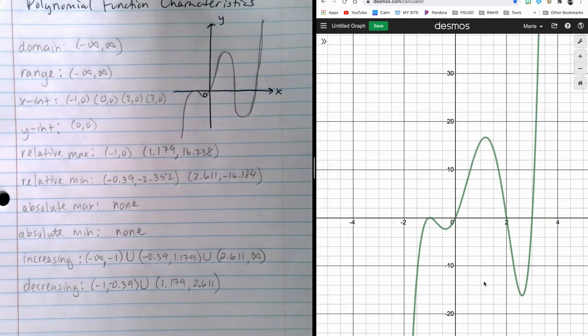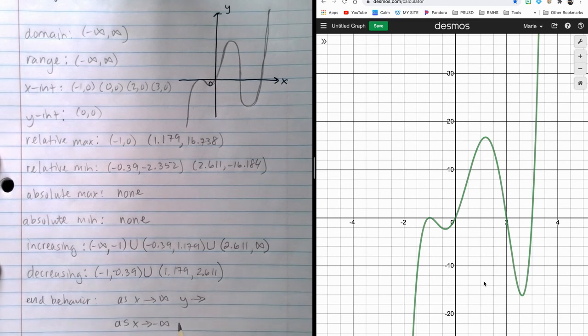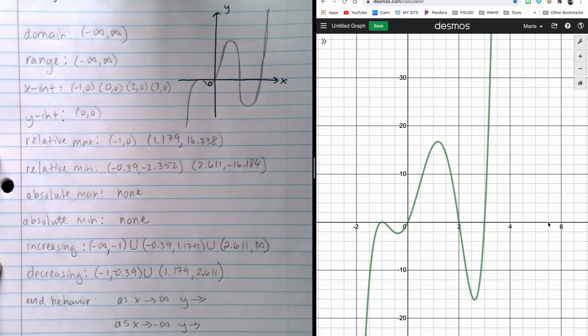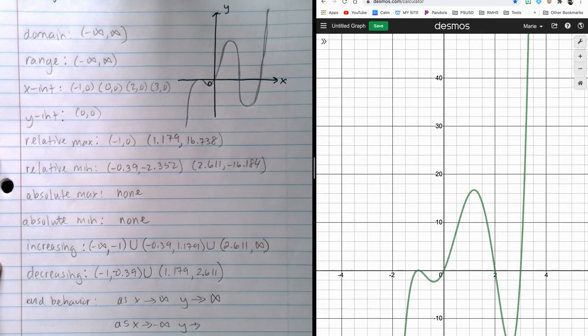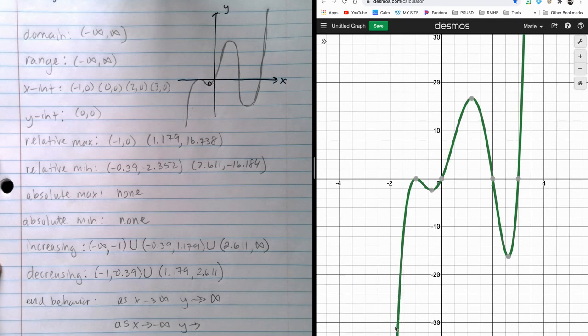Last but not least, let's do end behavior. As x approaches positive infinity, so that's this part of the x-axis, I can see my y values are approaching positive infinity. As x approaches negative infinity, over here on the left, I can see my y values are approaching negative infinity.